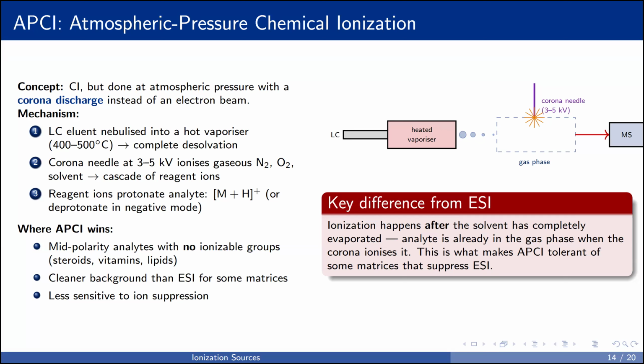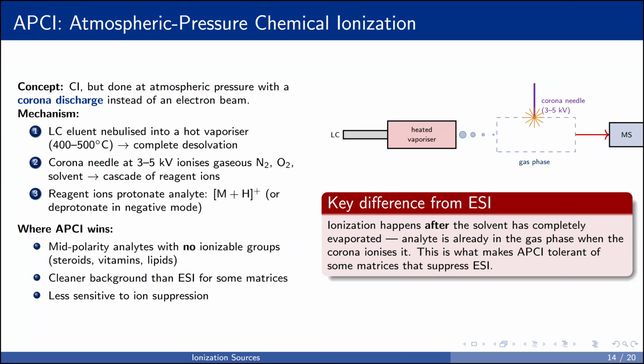Then a corona discharge needle sitting at several kilovolts ionizes the surrounding gas. The corona ionizes nitrogen, oxygen, and essentially the solvent vapor, especially the solvent vapor. The cascade of charge transfers eventually produces protonated solvent clusters, H3O+ and its hydrates, which are the usual proton donors in a water-methanol or water-acetonitrile system. These protonated solvent ions transfer a proton to the neutral analyte, giving M plus H.